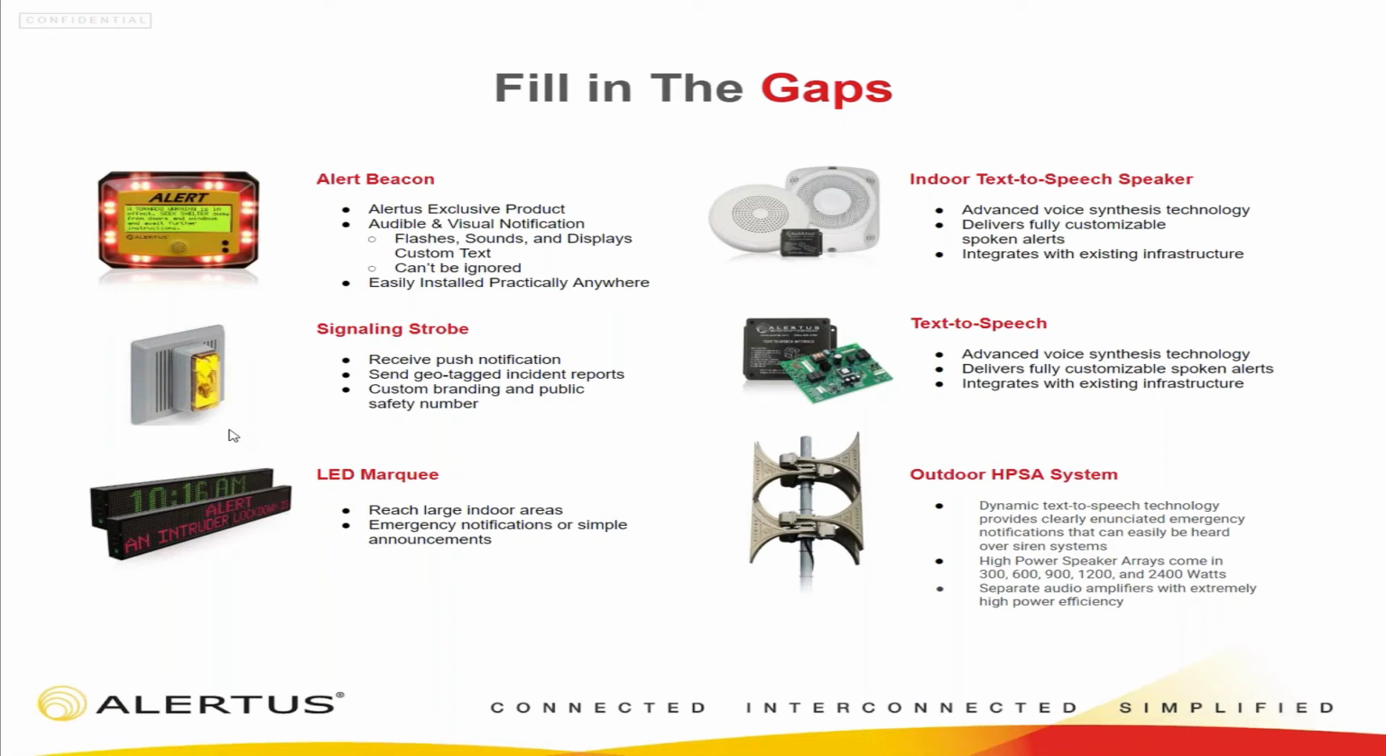The signaling strobe is a great resource to capture people's attention, draw their attention towards that general area so that then you can pass on that next portion of the emergency notification, whether that's coming from an LED marquee, whether that's coming from a digital sign, or whether at the same time that signaling strobe is going off, we are verbally expressing that message over the speaker system. You know you've done what you can to get both that audible and that visual notification across to all end users.